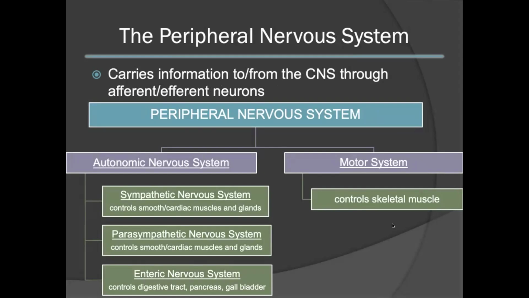The peripheral nervous system is divided up into two systems: the motor system that controls skeletal muscle, and the autonomic nervous system. The autonomic nervous system is broken down into the sympathetic and parasympathetic systems. These typically counteract each other to help control smooth muscle, cardiac muscle, as well as the action of glands. The enteric nervous system is responsible for controlling the digestive tract, pancreas, as well as gallbladder.